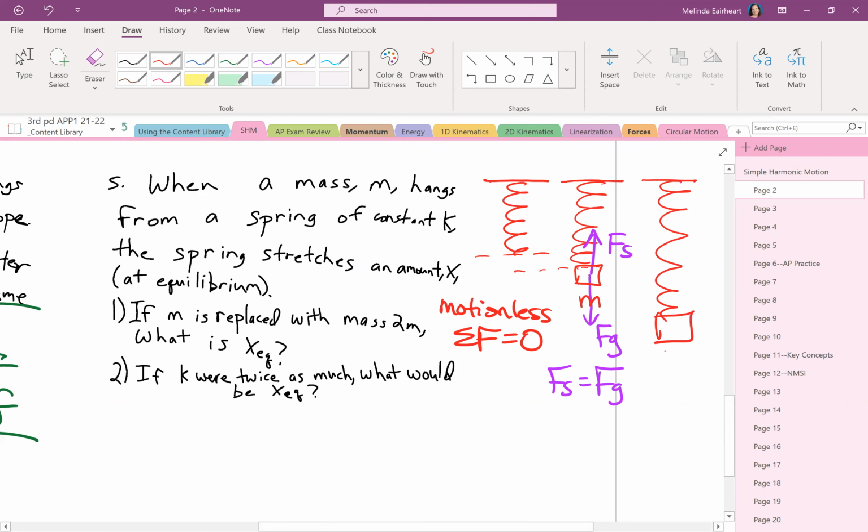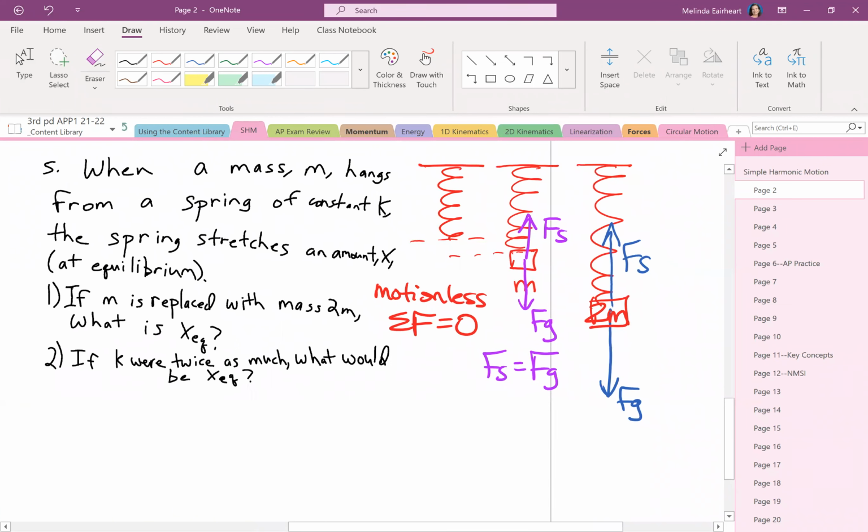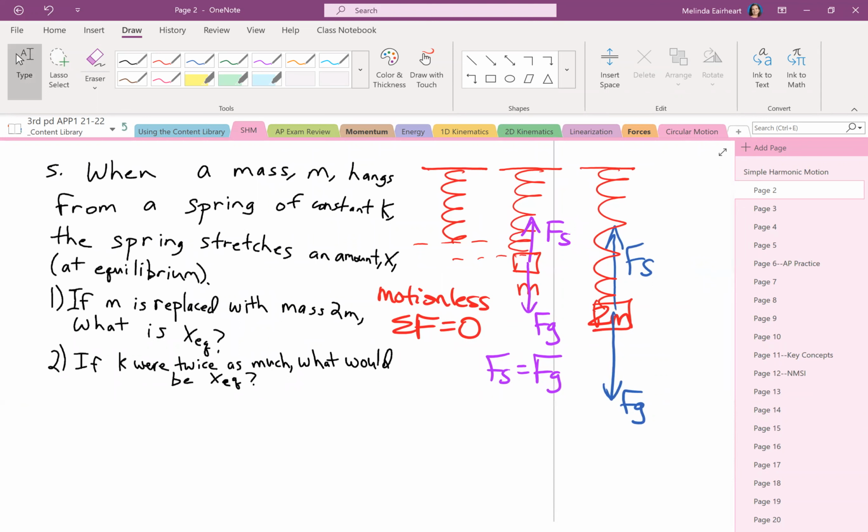And hopefully you know that a bigger mass is going to stretch it further, right? Hopefully that makes sense. Now, how proportional, we'll figure out. But if I have a much bigger weight, it still has to equal the spring force. It's just going to increase the spring force. Moral of the story, we're going to use that Fs equals Fg. And so Hooke's law, kx equals Fg equals what?